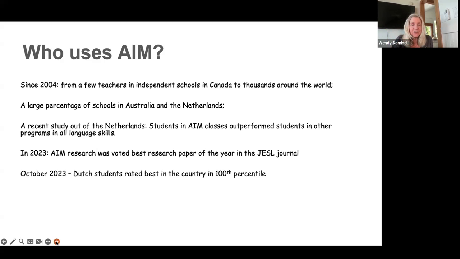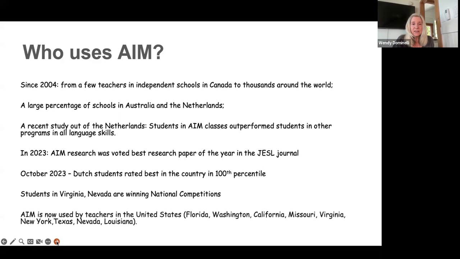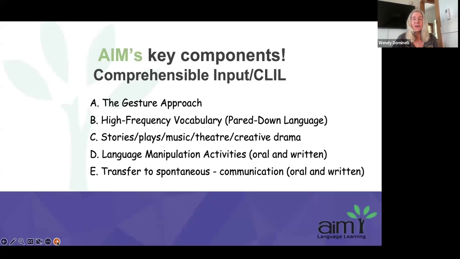And just this last October, the Dutch students were rated the best in the country. And those are students who take AIM from grade 6 through to grade 12. Students in the Netherlands, Virginia and Nevada are winning national competitions for French, and there are various states that use AIM as well. So I'm going to go over the key components of the methodology.